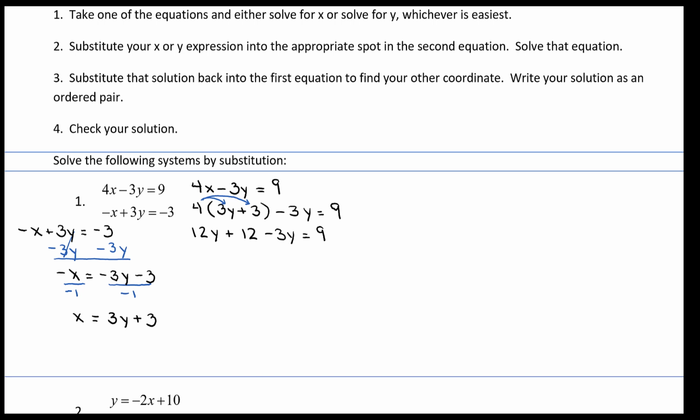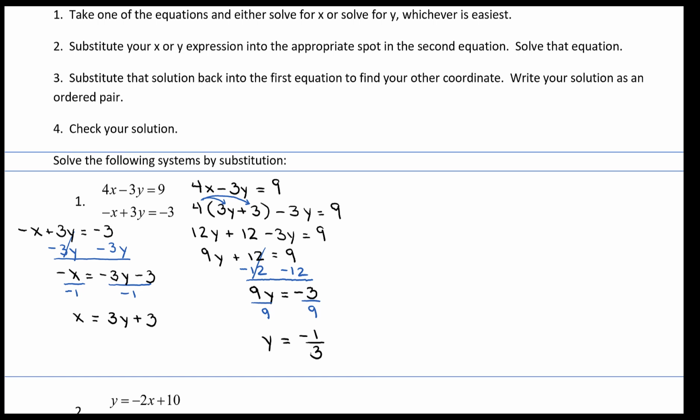All right, let's combine like terms. I can combine 12y with that minus 3y, and that'll give me 9y. I'll bring down that plus 12, and I'll bring down the equals 9. Now we can isolate the y by subtracting 12 from both sides. 9y is equal to 9 minus 12, which gives me negative 3. We can divide both sides of the equation by 9 to isolate the y. And we have y is equal to negative 3/9, which reduces to negative 1/3.